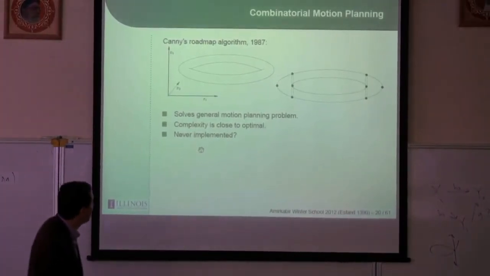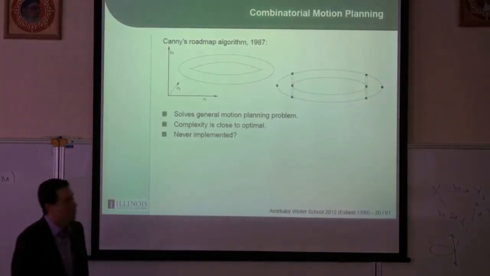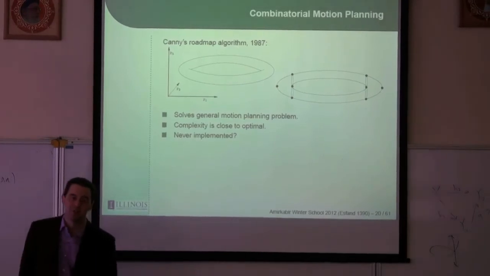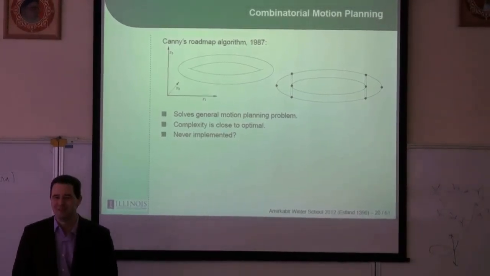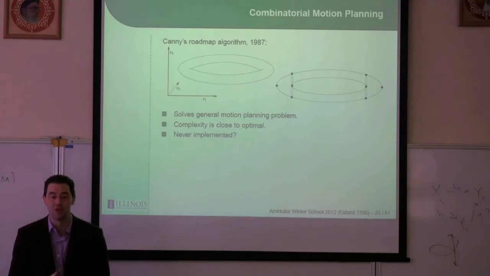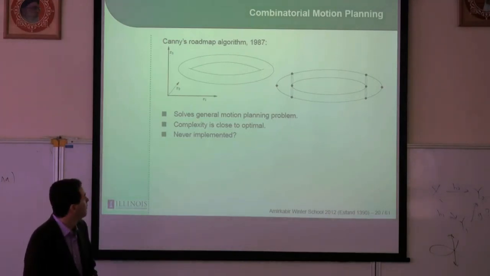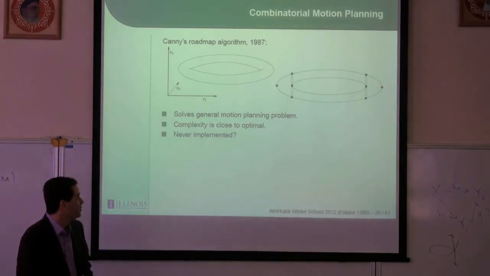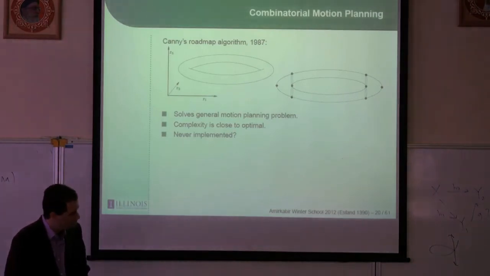Then came Canny's roadmap algorithm, which was not doubly exponential, but was singly exponential. And that was so impressive that it made Canny win the Outstanding Dissertation Award from ACM, the Association of Computing Machinery, in 1987. So, quite impressive. It does some really interesting things.